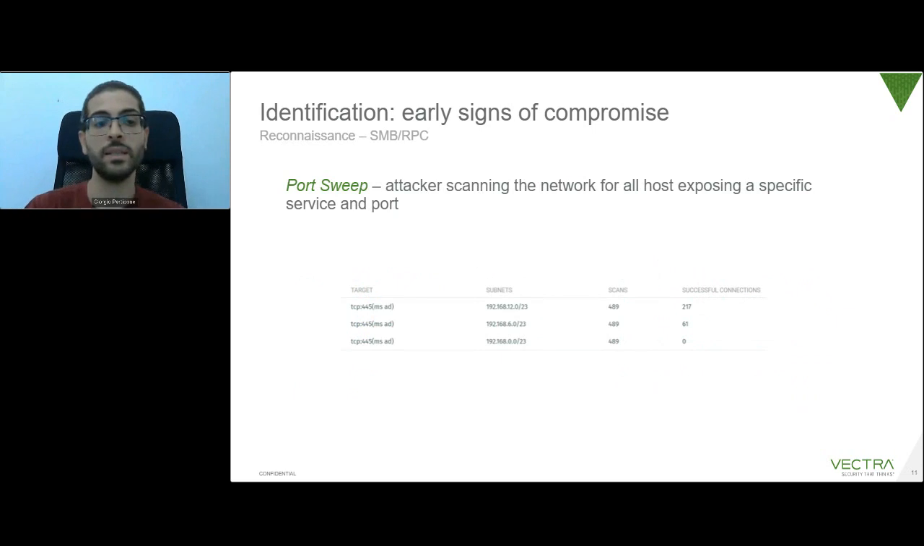Now let's deep dive into some of the detections we can see for the reconnaissance phase. By the way, I cannot cover all of them in this webinar. I don't have enough time, but these are some of the examples that we've seen, and it's just to give you an idea of what you can see in those cases.